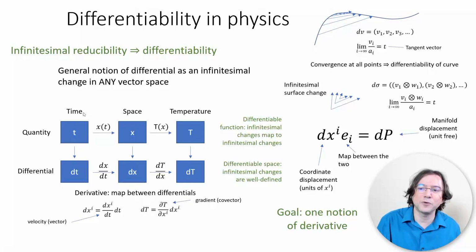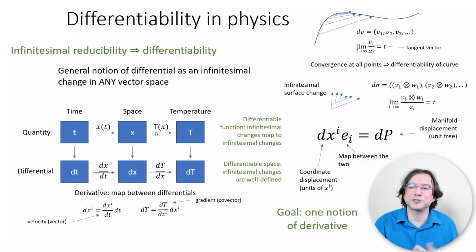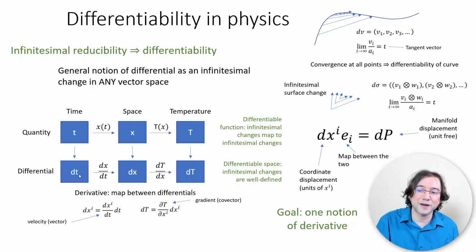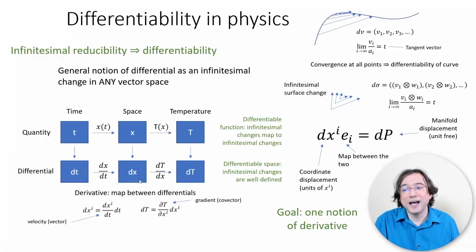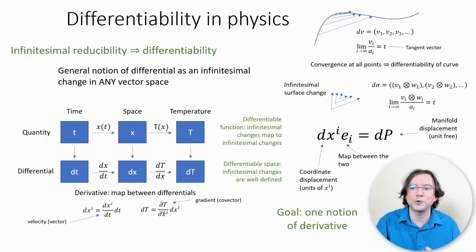And so, for example, we would have the idea of time, space, and temperature, and we would have a trajectory that gives us space as a function of time, and a temperature function that gives us temperature in terms of space. And the idea is that we have the differential for all of these, which are basically these infinitesimal changes, and then the derivatives are just the maps between these infinitesimal changes. So these derivatives can really be understood as a map from a differential to another differential. And this idea also works for more complicated objects, and it also gives us the correct chain rules that we would like to have.